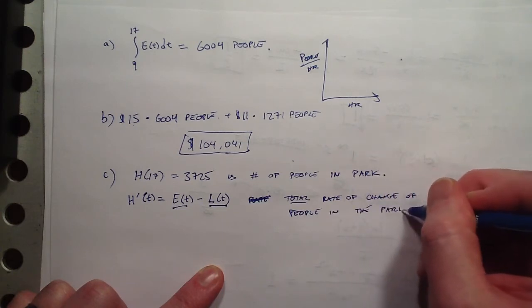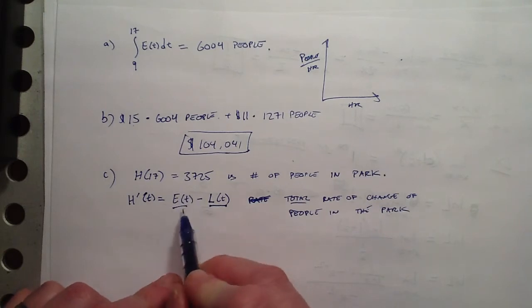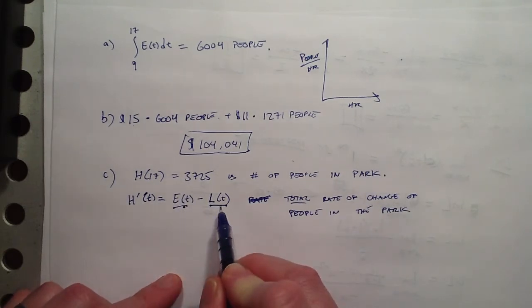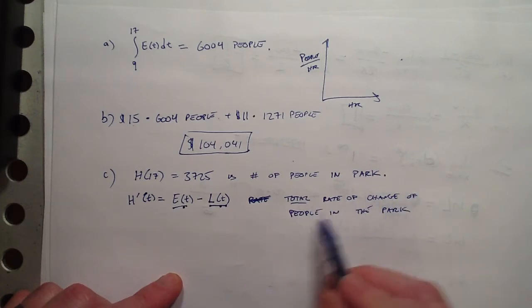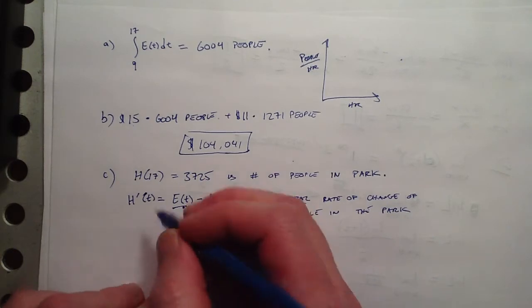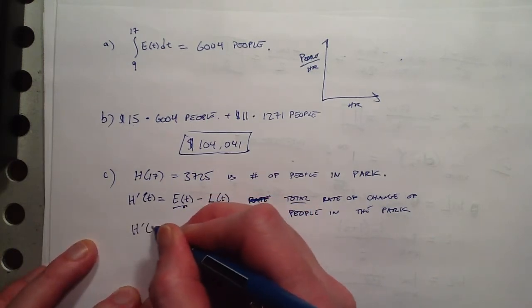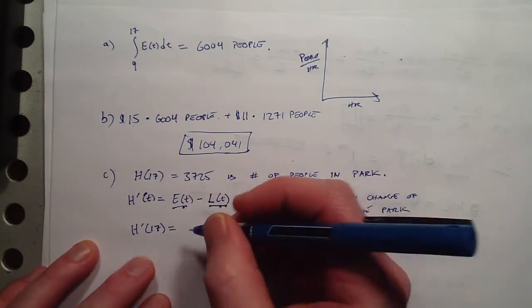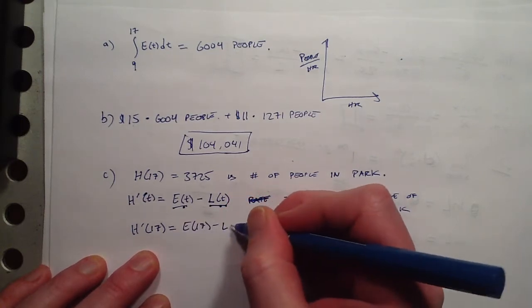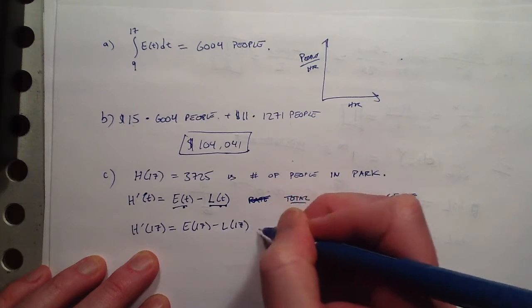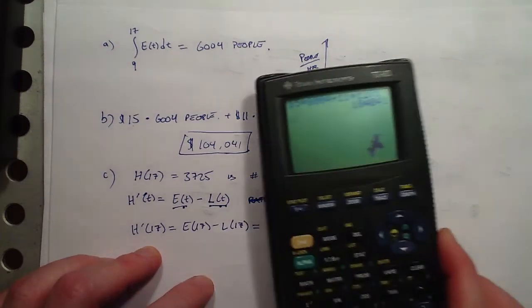Just this one on its own, that's the rate people are entering. This is the rate they're leaving. So when we combine those, we get the actual rate of change of the population of the park. And h prime of 17 would be E of 17 minus L of 17. And we can calculate that quickly here.